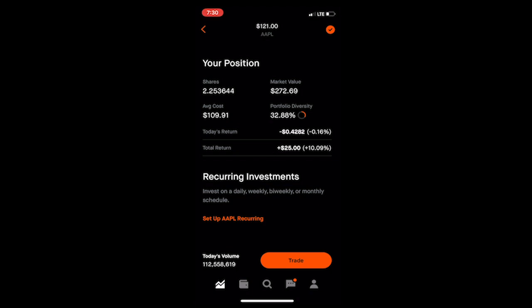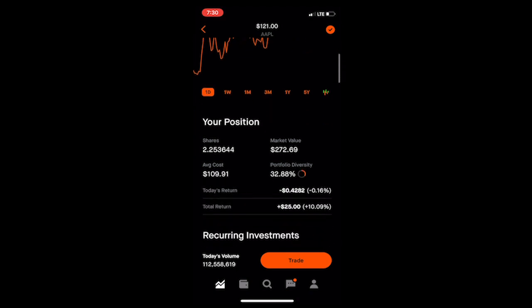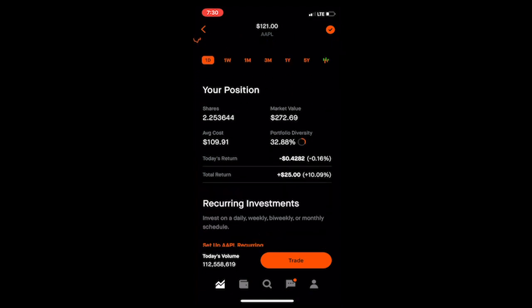You want to keep your average down when you're investing, because that's how your shares accumulate value over time. Since I invested in Apple, my average is 109. My shares have now returned, let's see, there it is, 10%. So I've gotten about $25 extra off of that.